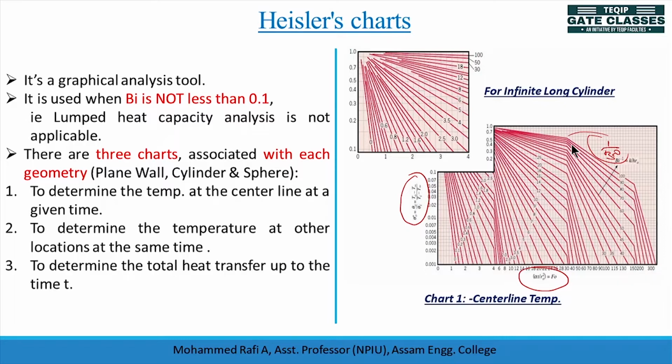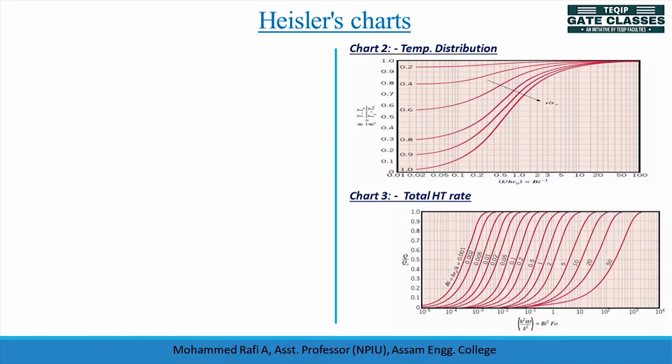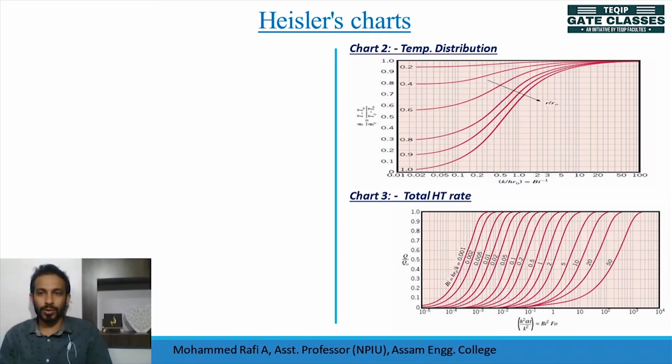Similarly, our main objective is finding out the heat transfer rate. So there is another chart, the third chart, which will help you find out the total heat transfer rate up to a particular time t. Okay, so there are three charts. One shows the temperature at the center line, another shows the temperature distribution, another shows the total heat transfer rate, and there are three charts for three shapes: a plane wall, a cylinder, and a sphere. Okay, so this is all about the Heisler chart.